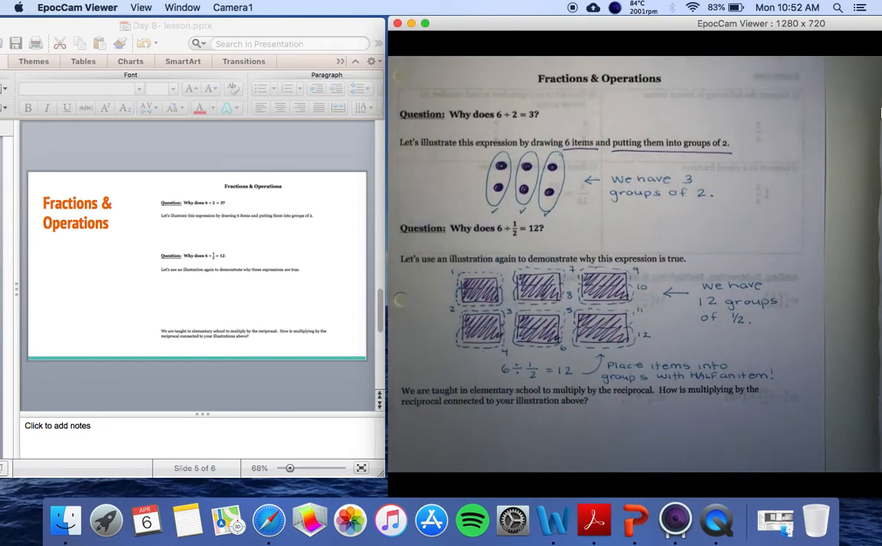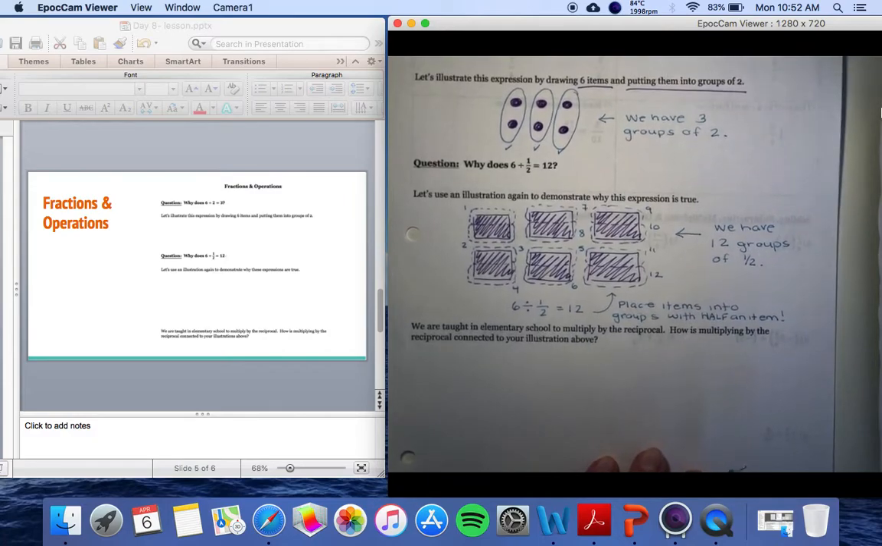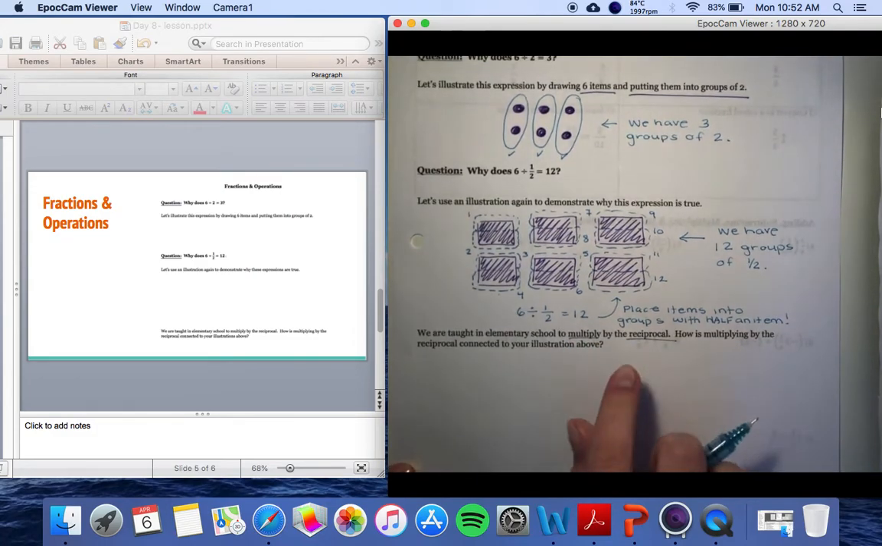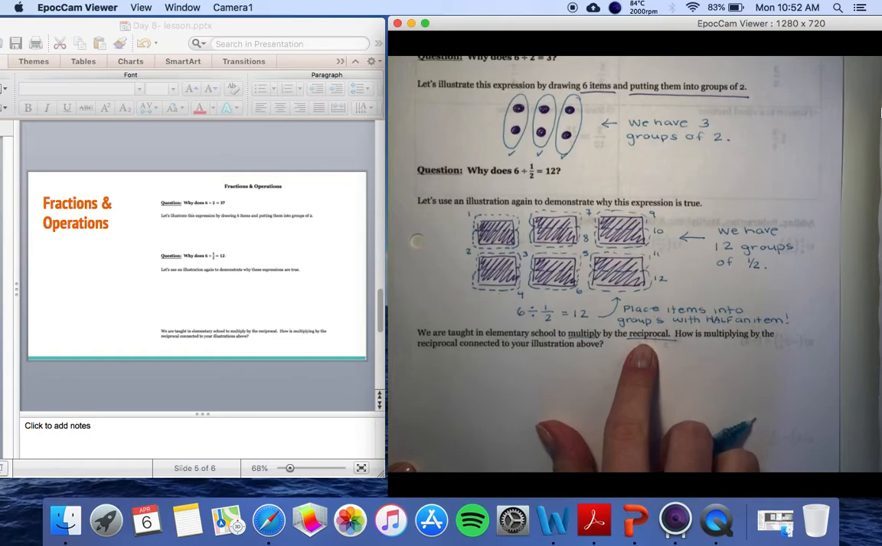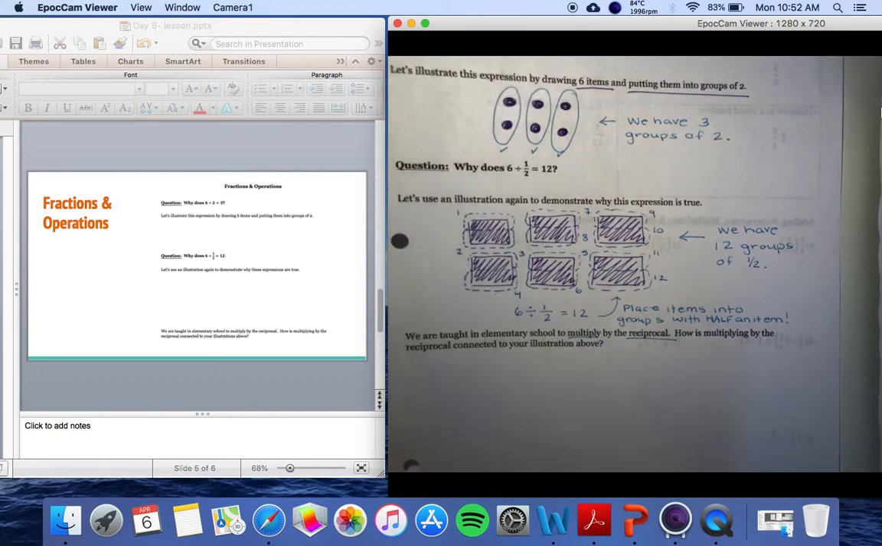So I'm not going to ask you to illustrate fractions. Okay, again, this is just to make sure that we understand where our answers are technically coming from. So for the next part here, all it says is that we are taught in elementary school to multiply by the reciprocal. Remember what a reciprocal is. It's when you are flipping a fraction. Okay? How is multiplying by the reciprocal connected to our illustration above?